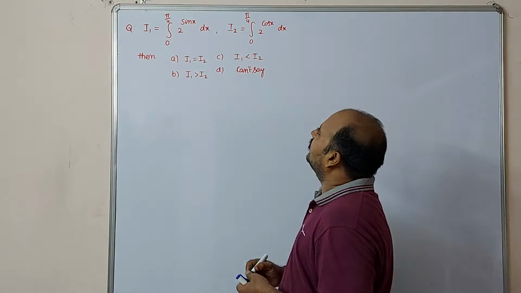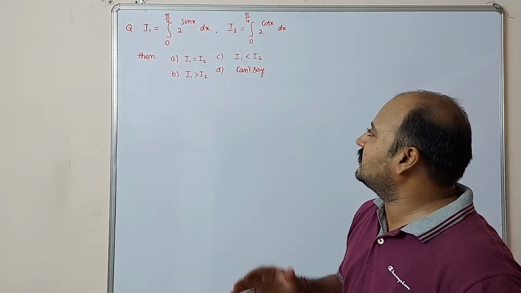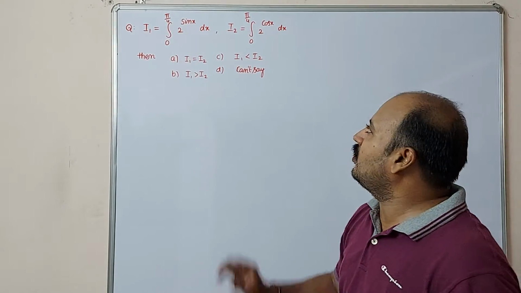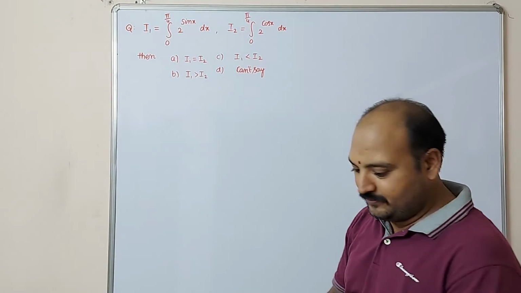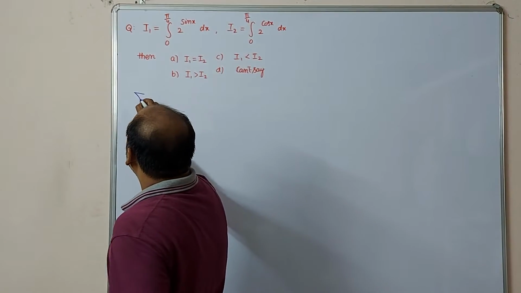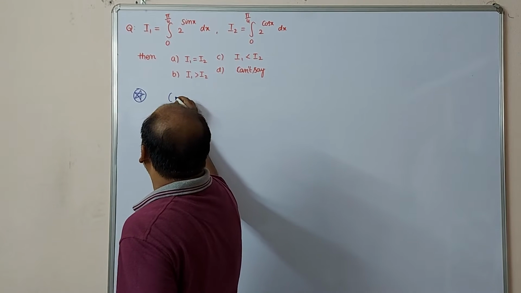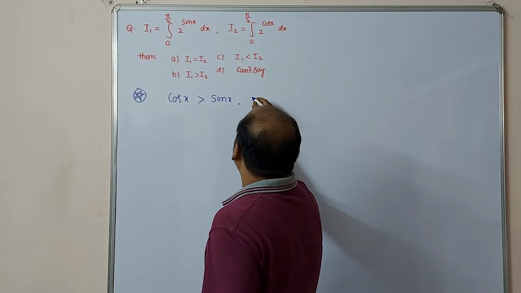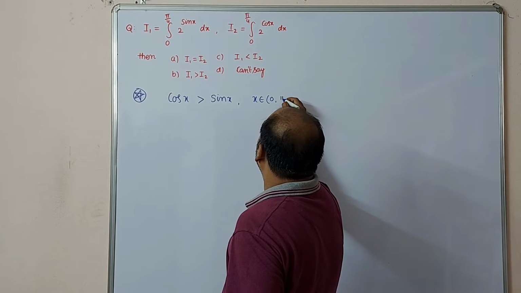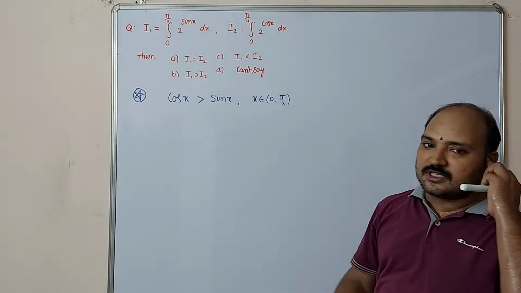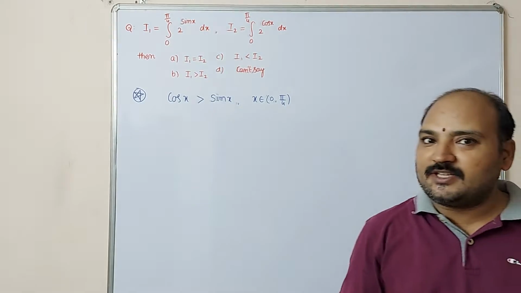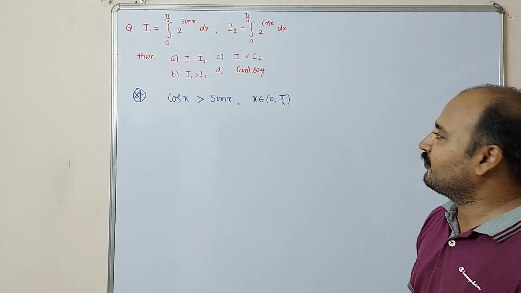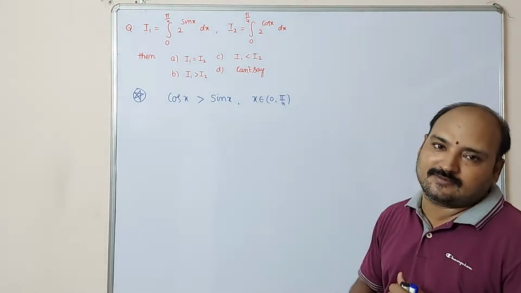So let us see that here both the integrals are from 0 to pi by 4. In the interval of 0 to pi by 4, what about the sin x and cos x relation? That is the general thing, a standard result. The cos x value is greater than sin x in the interval 0 to pi by 4. You remember, dear students, this is a very important thing. The question is related to the integral 0 to pi by 4, sin x and cos x relation. So cos x is greater than sin x.